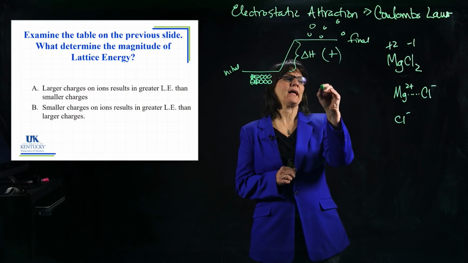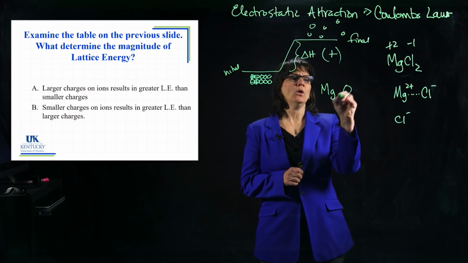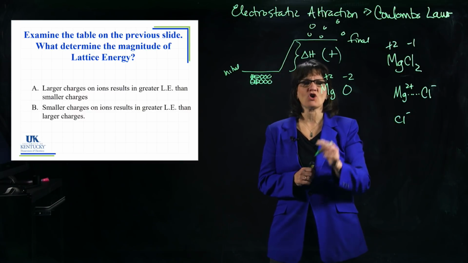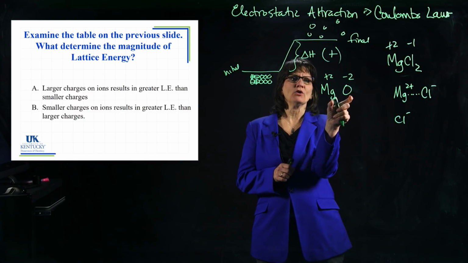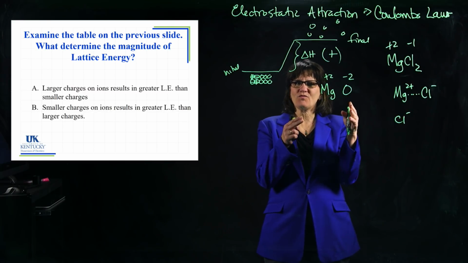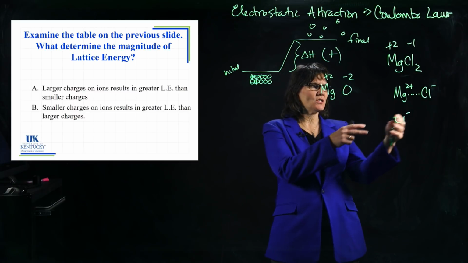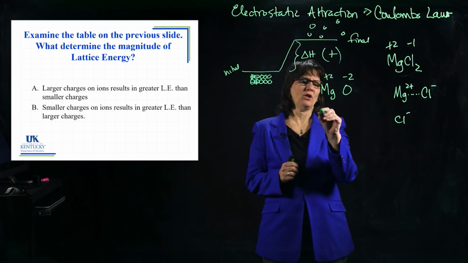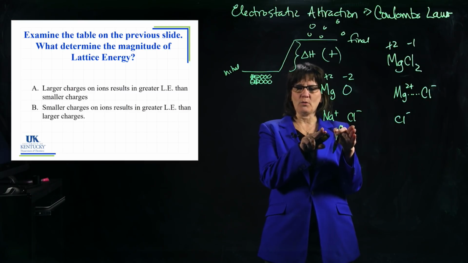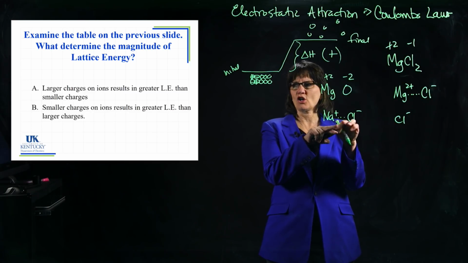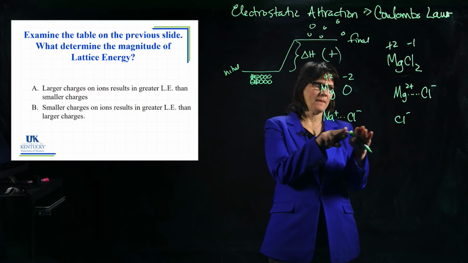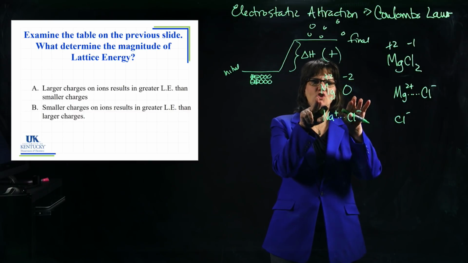If we had something like MgO, this is magnesium with a +2 charge attracted to O with a 2- charge. I would consider that bigger charges than this. You see what I'm saying? They're absolute values. These are bigger charges than these charges. And then we could have Na+ with Cl-, sodium chloride, where you have a +1 and -1 charge being attracted together. This would be the smaller. So these are small charges, a little bit bigger charges, biggest charge of all.